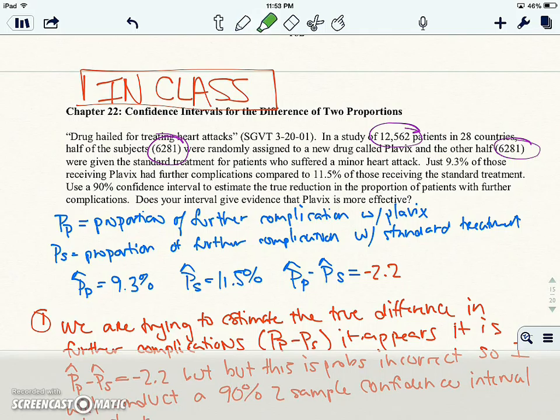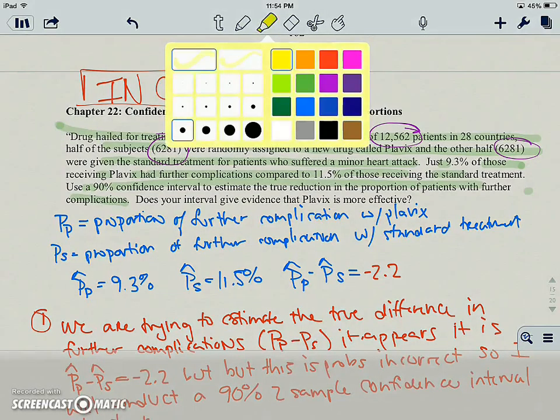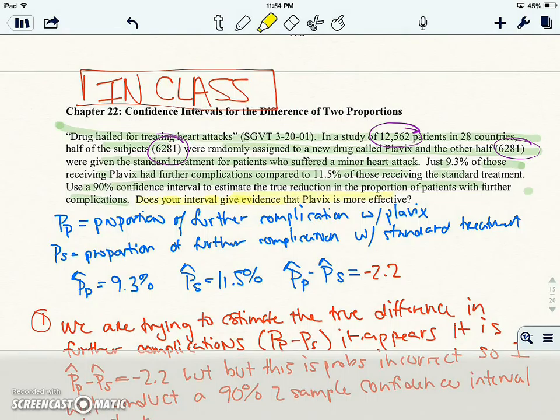Drug helps treating heart attacks. In a study of 12,562 patients in 28 countries, half the subjects were randomly assigned to a new drug called Plavix, and the other half were given the standard treatment for patients who suffered minor heart attacks. Just 9.3% of those receiving Plavix had further complications, compared to 11.5% of those receiving the standard treatment. Use a 90% confidence interval to estimate the true reduction in the proportion of patients with further complications. And then the big question is, does my interval give evidence that Plavix is more effective?